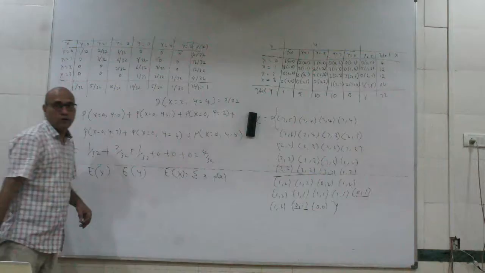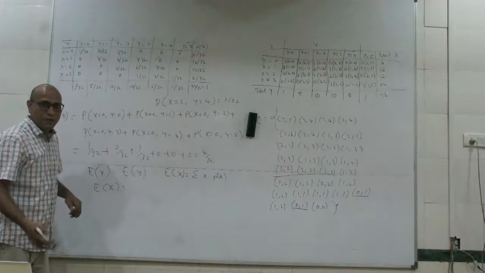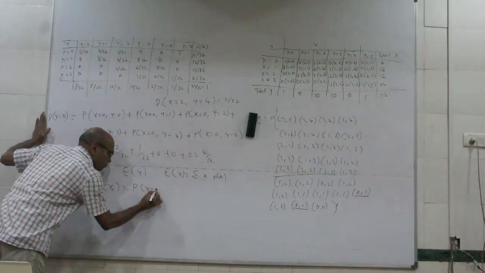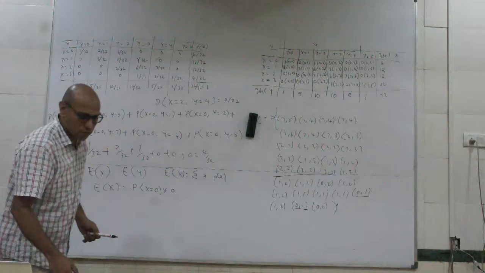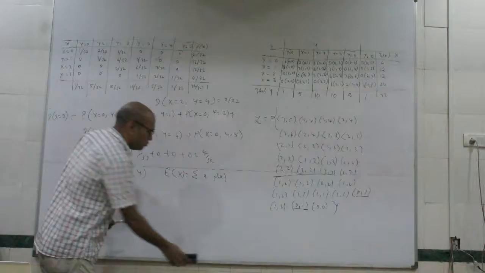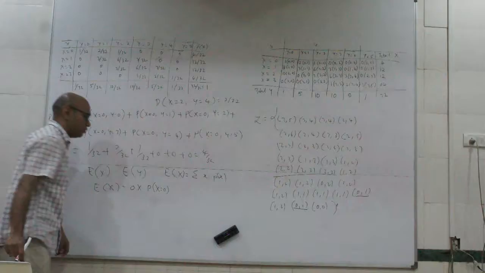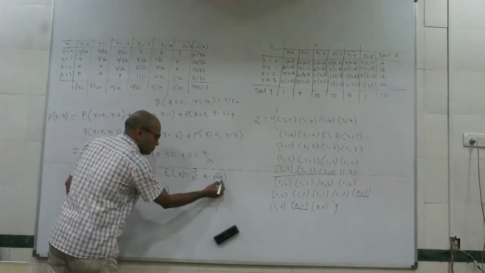Expectation of x is equal to summation x px. That is, x takes a value 0, so probability that x is equal to 0 into x, which is 0. If you need to write it correctly, I write x takes a value 0 into the probability that x is equal to 0. This is i equal to 1 to infinity, xi times probability of xi.